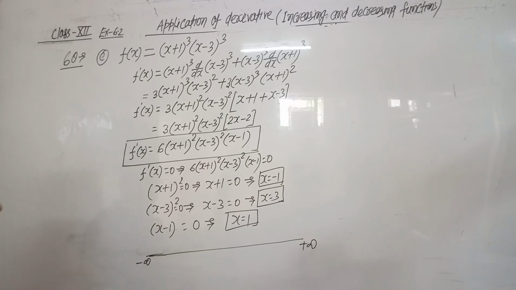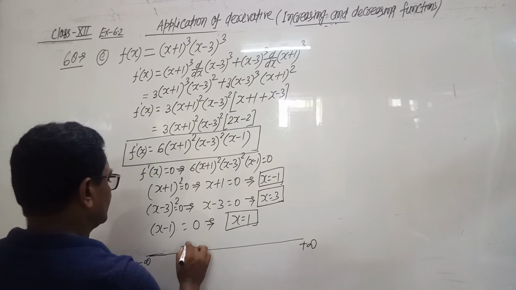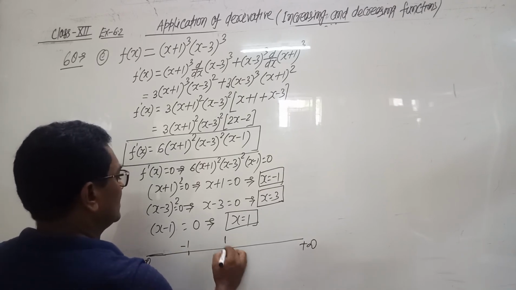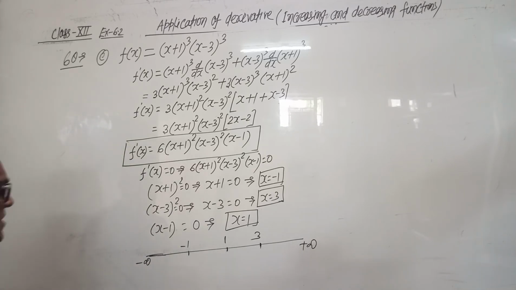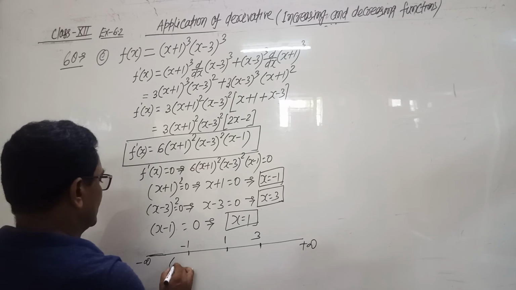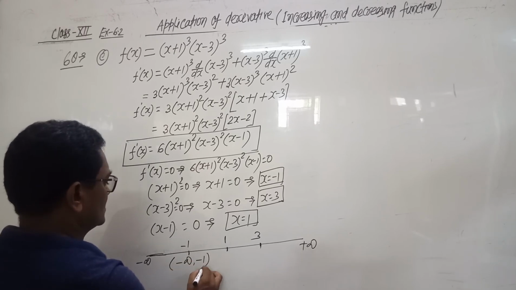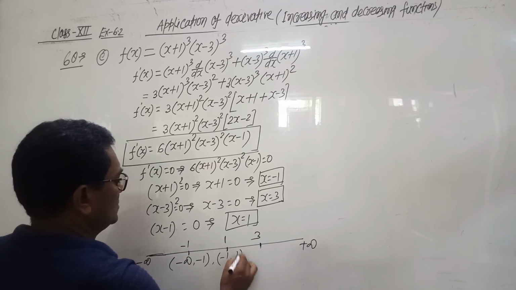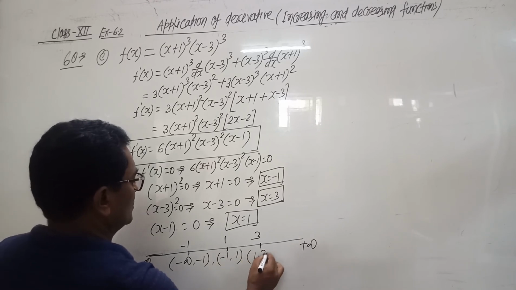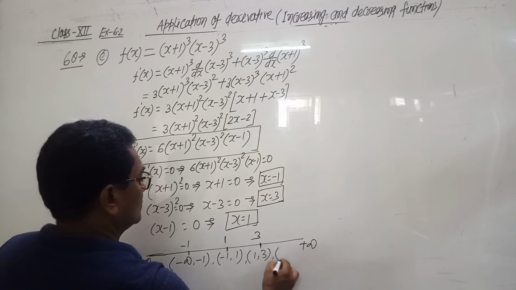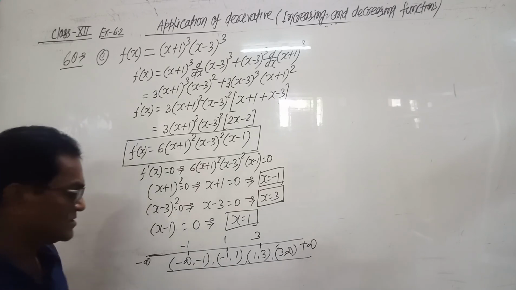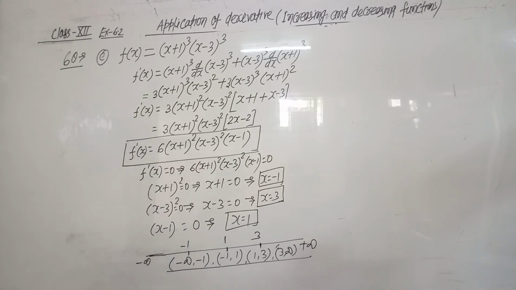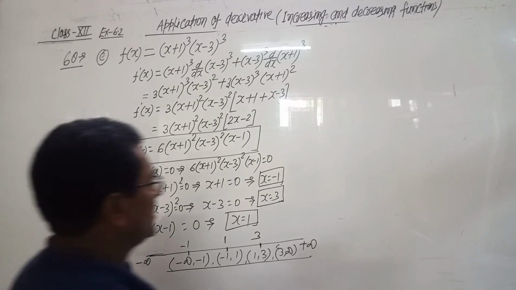Then it comes −1, then +1, and then 3. So the sub-intervals are minus infinity to −1, then −1 to 1, then 1 to 3, and then 3 to infinity. There are a total of 4 intervals: −∞ to −1, −1 to 1, 1 to 3, and 3 to ∞.